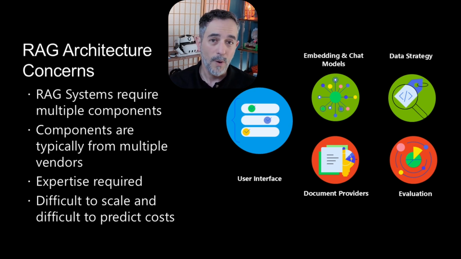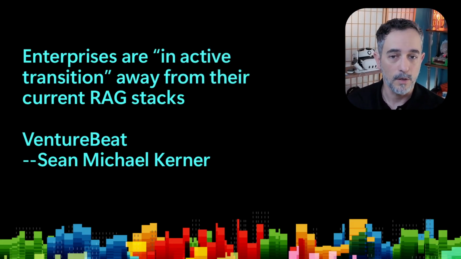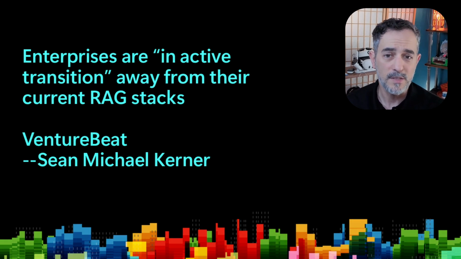This requires a lot of expertise to glue together all of these different pieces, and the expertise involved is software engineering, data science, and AI experts. It's very difficult to scale, and it's also difficult to predict cost. Some of these concerns were cited in a recent article by VentureBeat, where they suggested that enterprises are transitioning away from their current RAG stacks. These were RAG systems that were built in-house and didn't have the fundamental knowledge of agentic retrieval augmented generation, where agents help re-rank search results and evaluate system metrics as data is ingested and retrieved.